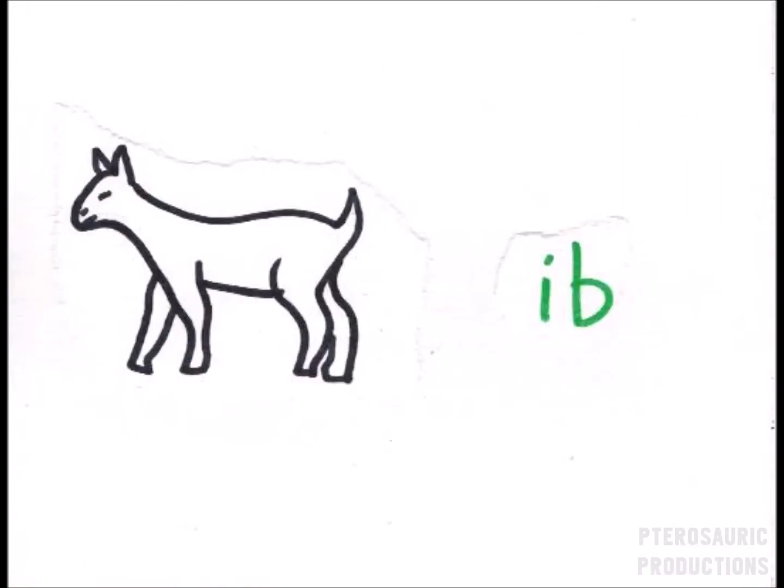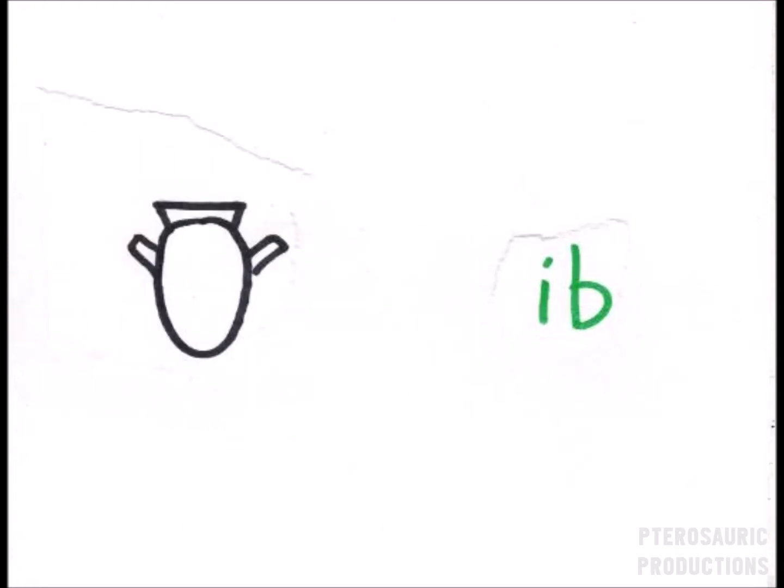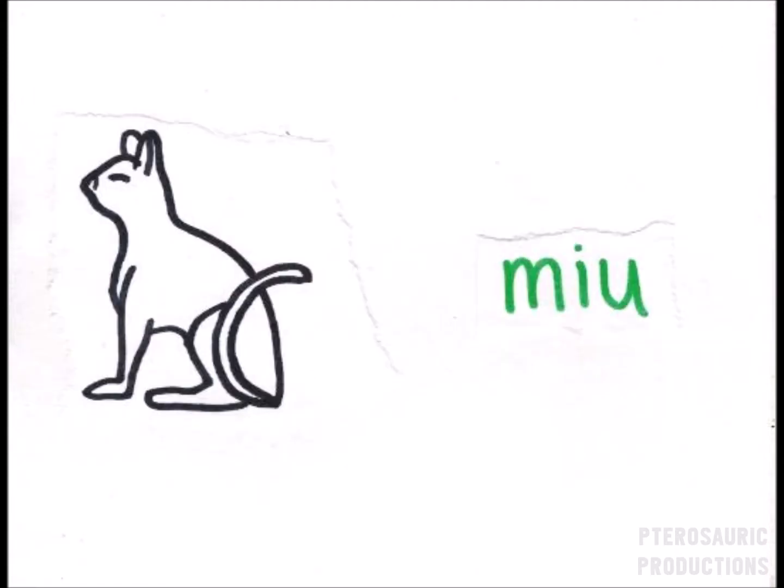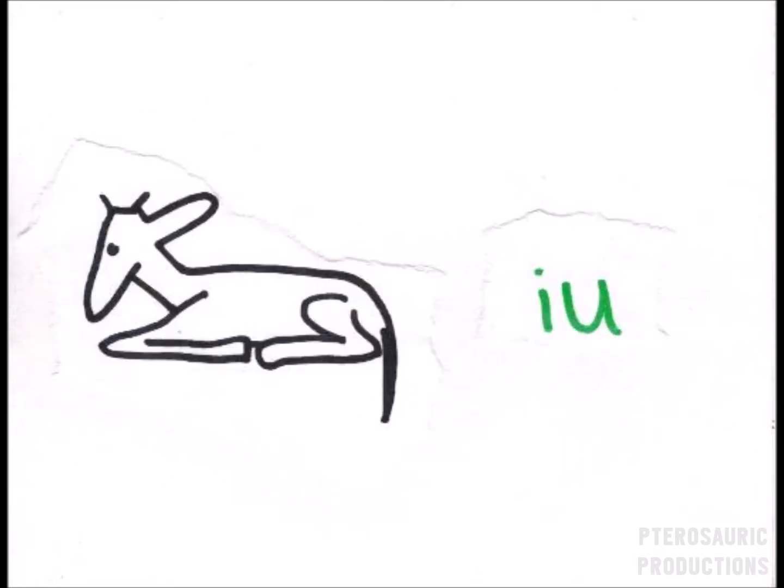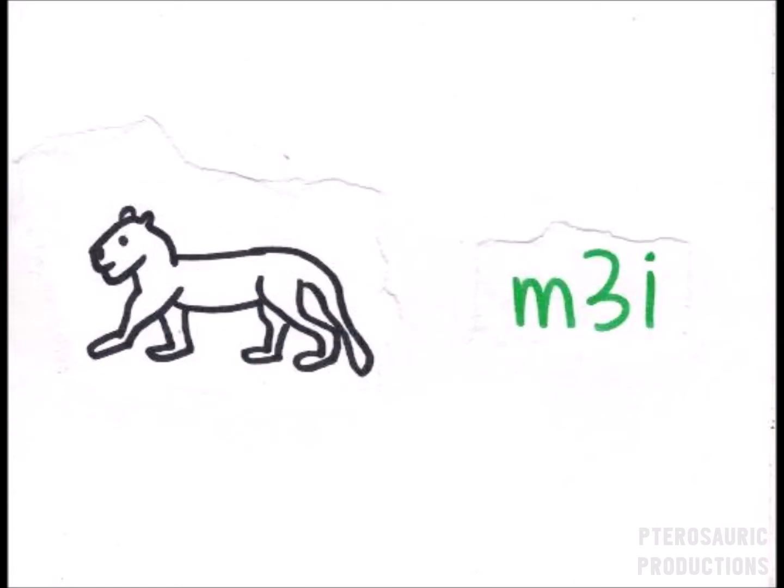Next we have the young goat or animal, and it is spelled IB. Also, the symbol for the heart is spelled IB as well. Next is the cat, and it is spelled MIU. Next we have the newborn animal, which is spelled IU. Then we have the standing lion, which is MAI.